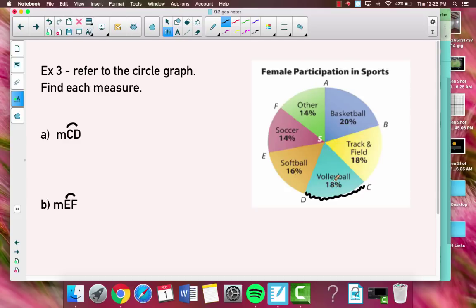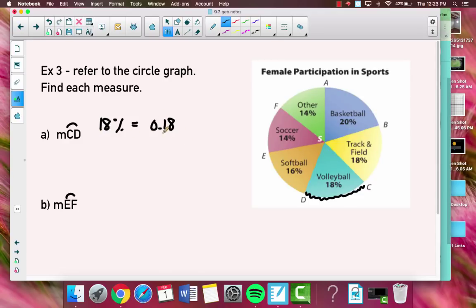Notice that they give us a percentage of the women that participate in these sports. But we want to find the actual measure, not a percent. So we have to think about this as a percentage of a whole. If I'm looking for this degree, then I need to figure out what percentage this is of the whole circle. So remember 18% can be written as a decimal as 0.18. We just move the decimal to the left twice, or divide by 100.